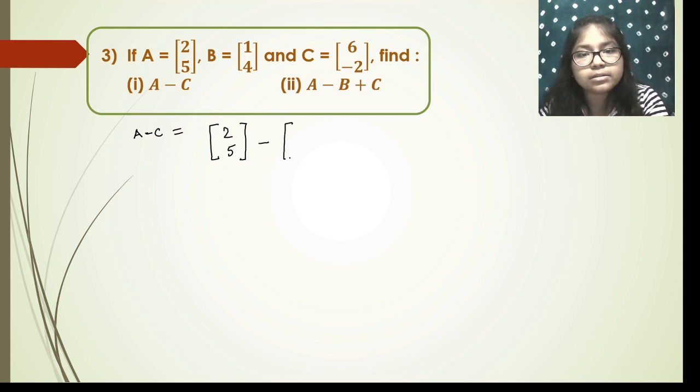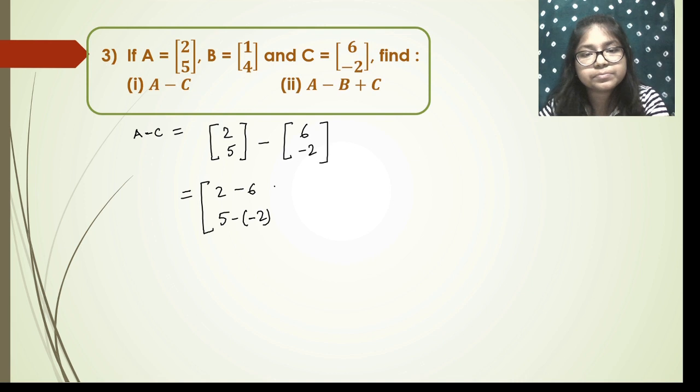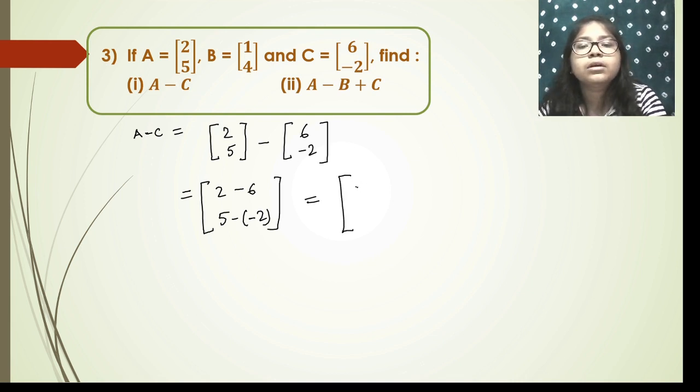A minus is 6 minus 2. 2 minus 6, 5 minus of minus 2. So it will become minus 4, 5 plus 2, that is 7. Okay. This is part 1.